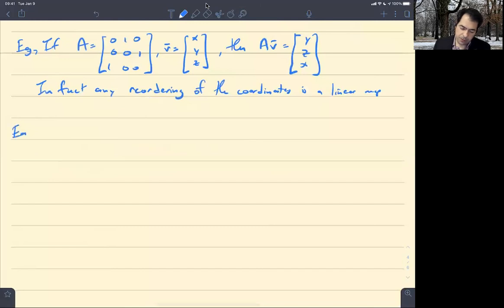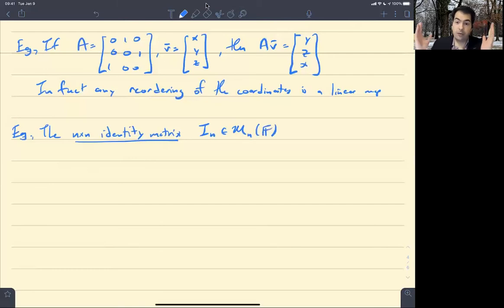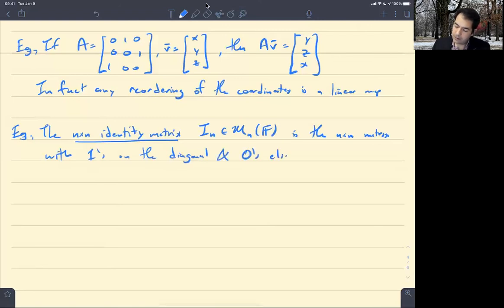Okay, here's another example. The n by n identity matrix I sub n is an n by n matrix with entries in a field, whatever field you want, because every field has zeros and ones. And this is the n by n matrix with ones on the diagonal and zeros elsewhere. So all you need are zeros and ones to make this.